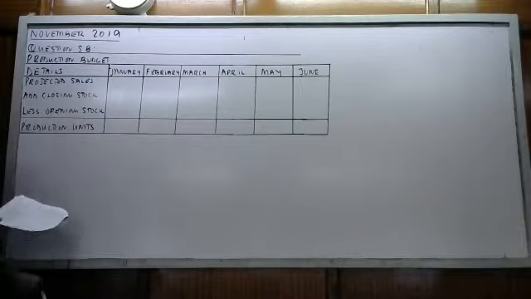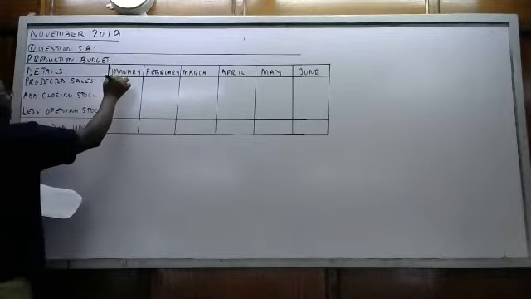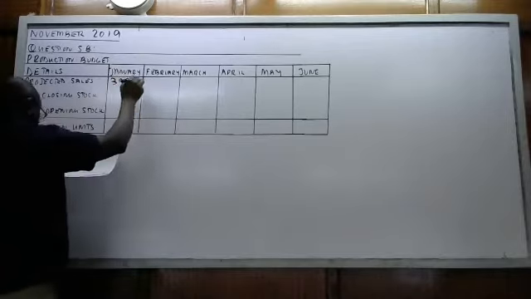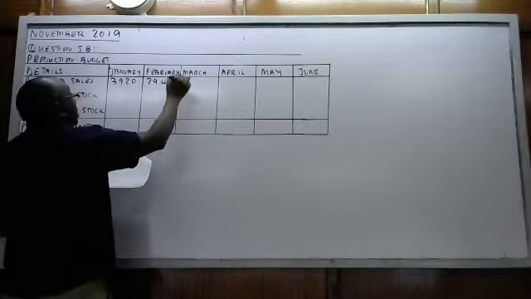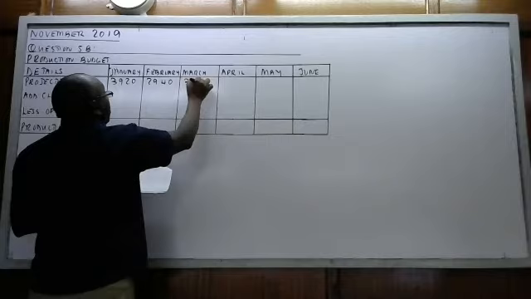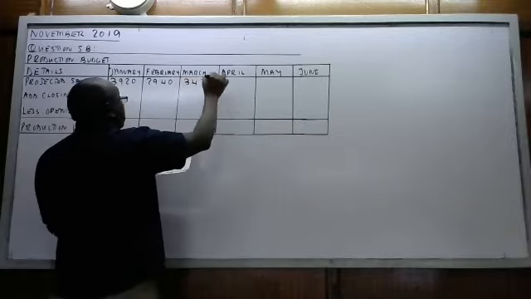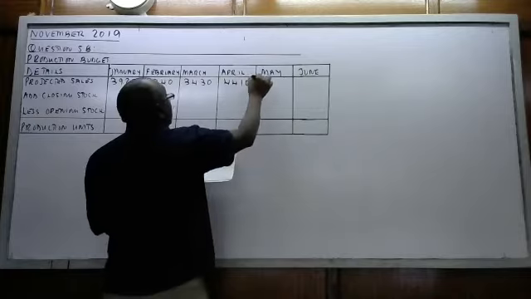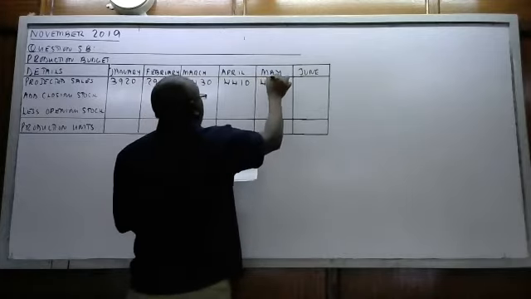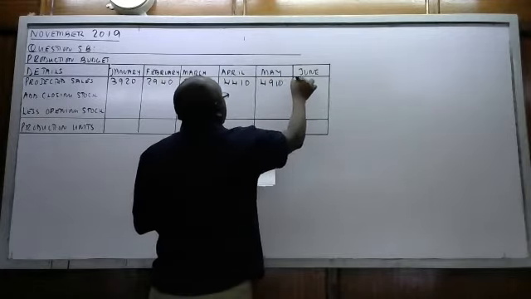So let us record the sales. The projected sales, this is that 3920, 2940, 3430, 4410, 4900, and 4410. Those are the sales units.